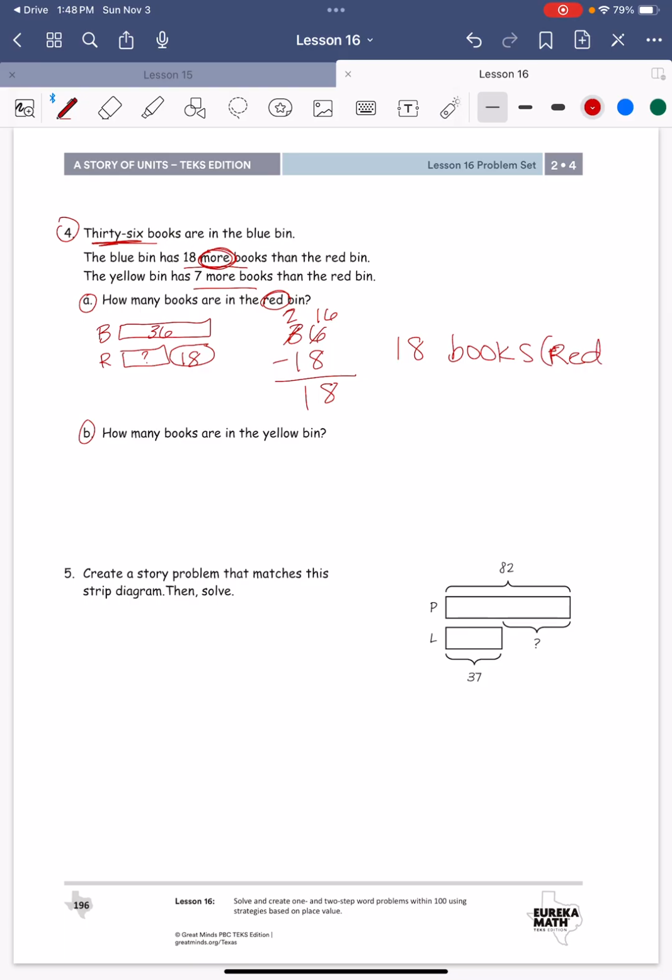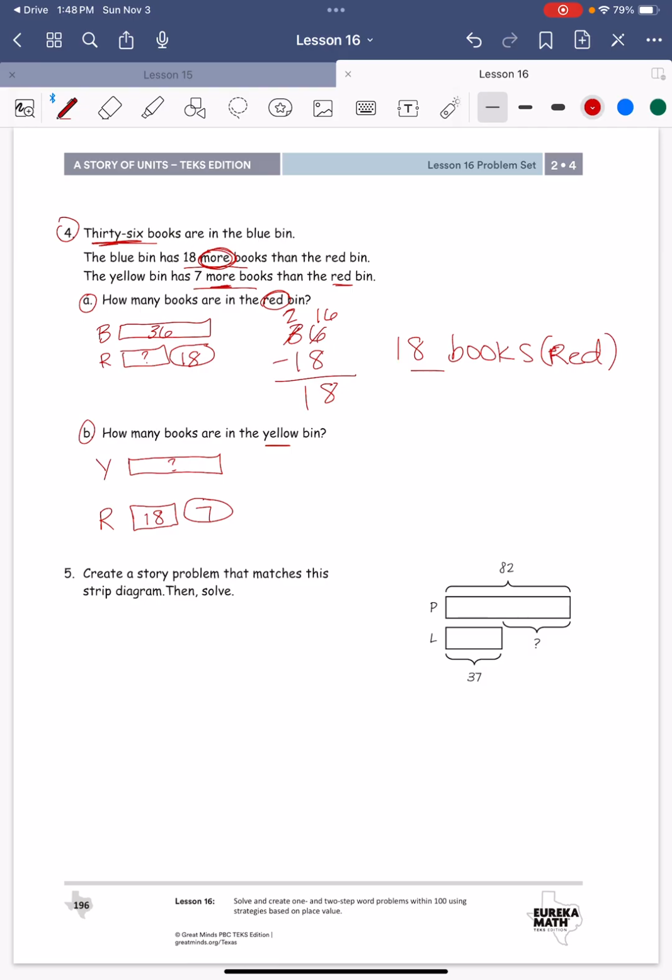Part B, how many books are in the yellow bin? Well, the yellow bin has 7 more books than the red bin. So I have yellow and I have red. Yellow has more, so my rectangle is going to be longer. Red has less, so it's going to be shorter. I just found out that the red bin has 18 books. I don't know how many are in the yellow bin, but I know that the difference between them is 7.